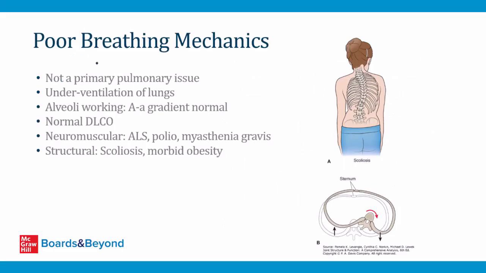So poor breathing mechanics, as I just said, is not a primary pulmonary issue. It refers to underventilation of the lungs due to some problem with the chest wall or the spine or the muscles or the nerves that all have to work together to cause the diaphragm to contract, cause the chest wall to expand, and therefore the lungs to fill with air. Importantly, the lungs are entirely normal, so the alveoli are working. The AA gradient will be normal. The DLCO, which is a measure of the diffusing capacity of the lungs, will also be normal. We'll talk more about DLCO later, but it's completely normal in patients who have restrictive lung disease from poor breathing mechanics because the lungs themselves are healthy.